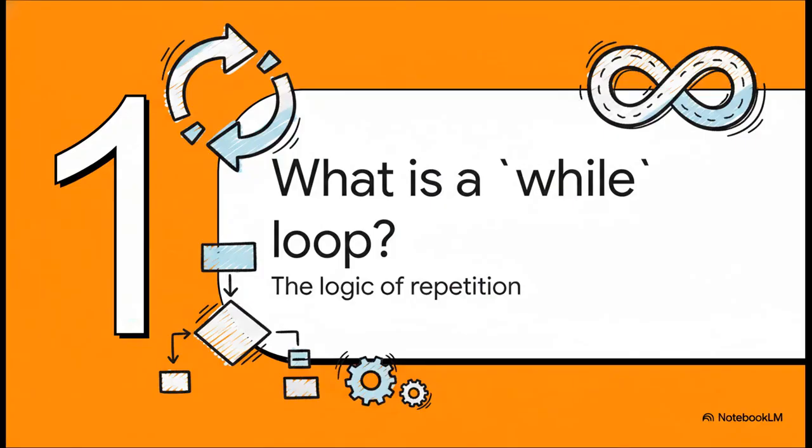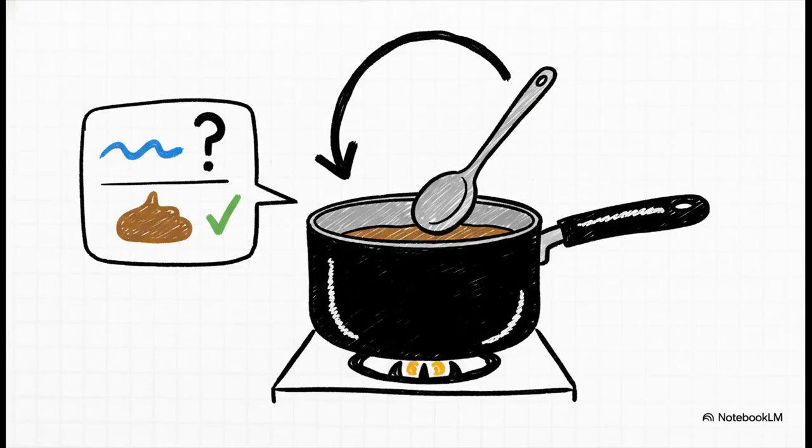Okay, so let's get into the nitty-gritty. What is a while loop really? Let's break down the logic of how it all works. The best way to think about this isn't even with code. It's like cooking. Seriously. Imagine you're making a sauce. You don't tell yourself, okay, I'm going to stir this exactly 50 times. That'd be crazy, right? No, you think, I'm going to keep stirring this while it's still thin. The action, stirring, keeps going until a condition is met. The sauce is thick enough. That is a while loop, right there in your kitchen.